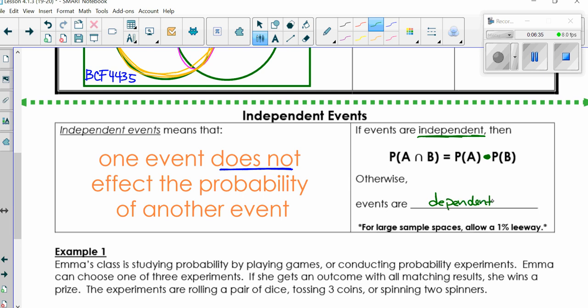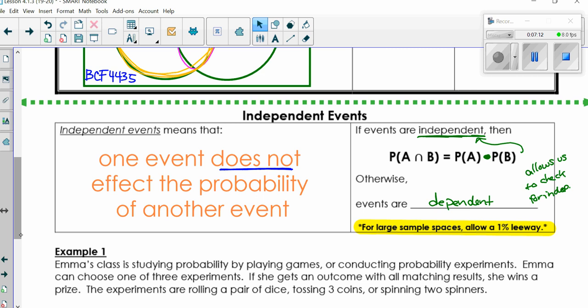Okay, so this formula allows us to check. So I'm going to write that off to the side. Allows us to check for independence. So if this is true, then events are independent. If it's not true, then they're dependent. That's what we're going to do today. Okay, and this is important as we go through. For larger samples, allow a 1% leeway, and I'll talk about what that means.